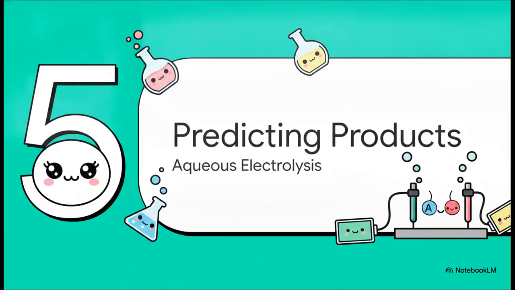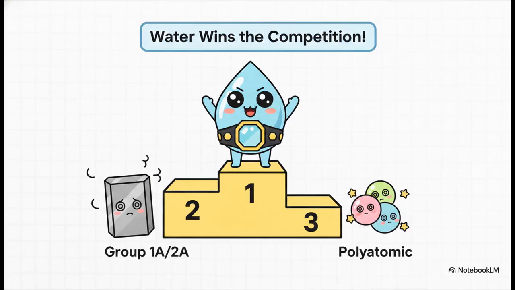Section 5. Predicting products. So if you're performing electrolysis with an aqueous solution rather than a pure molten compound, things get a little sneaky because water is a competitor that might react instead of your target ions. While you could check a reduction table to figure out the exact chemical changes by comparing voltages, memorizing these two rules for aqueous solutions is going to be so much faster for you on the exam.